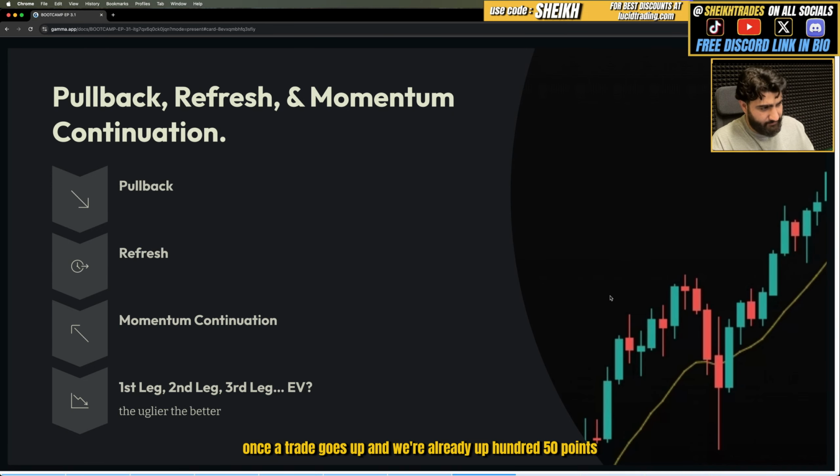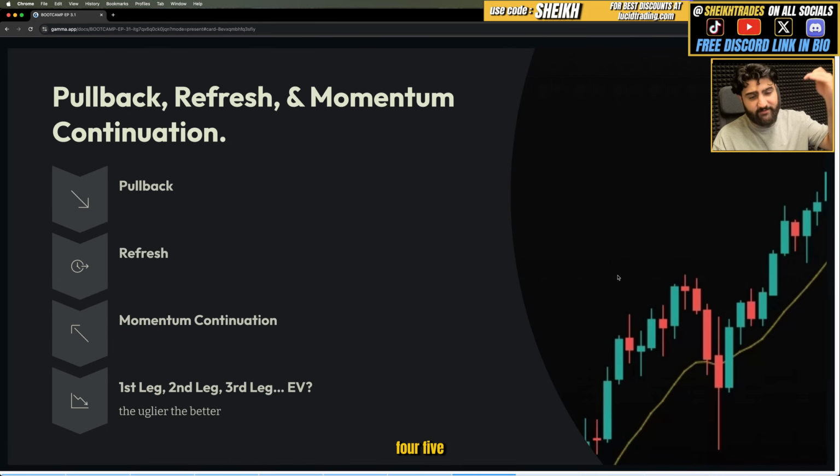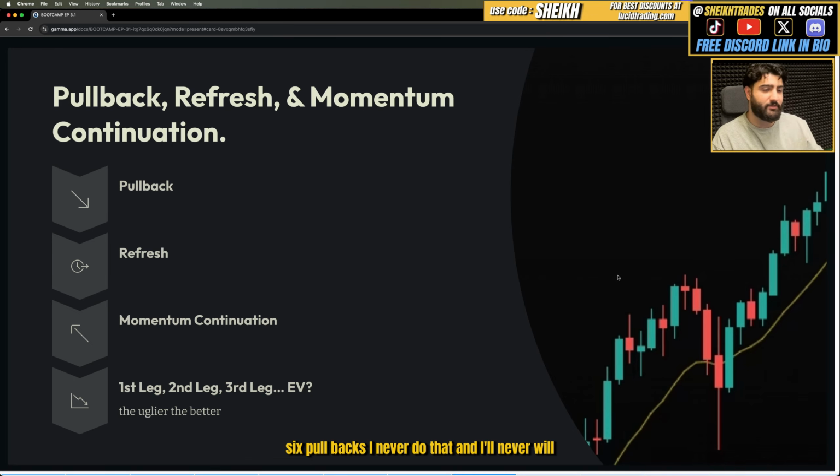Once the trade goes up, and we're already up 150 points, pulls back down, I trade the first pullback, goes up another 50, goes up another 100. I don't trade that anymore. I don't like trading setups that already did 3, 4, 5, 6 pullbacks. I never do that, and I never will.